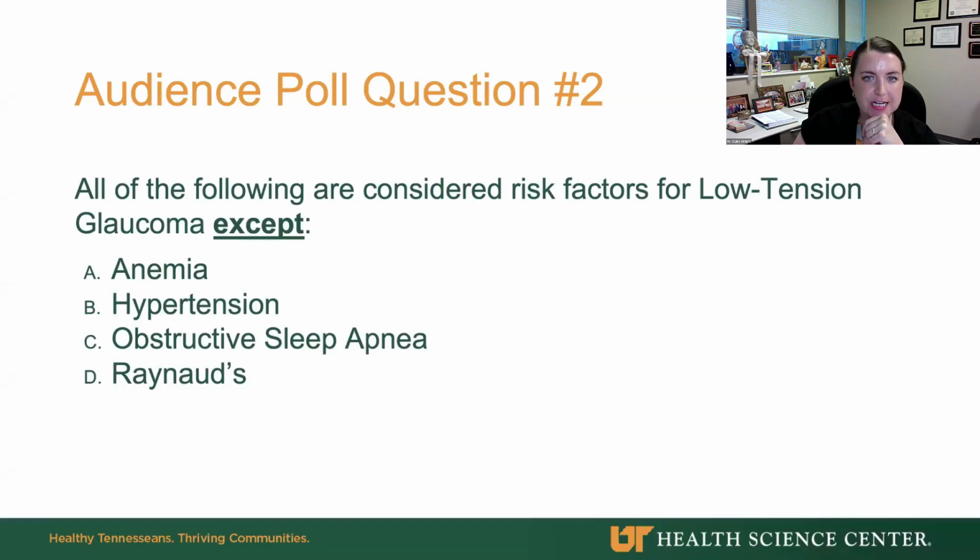The answer is hypertension. What is actually considered a risk factor or association is hypotension, low blood pressure, and that is thought to be due to hypoperfusion of the optic nerve head. As a corollary, you should ask about hypertension in these patients, and specifically about the dosing of their blood pressure medicines, because nighttime dosing can cause nocturnal hypotension. But the answer to this question is B, because it's primarily hypotension that is considered a risk factor or association for patients with low tension glaucoma.